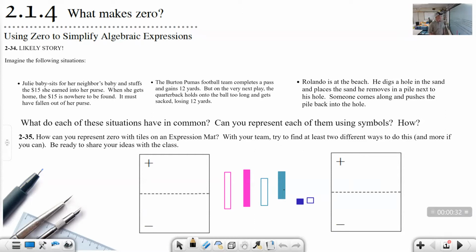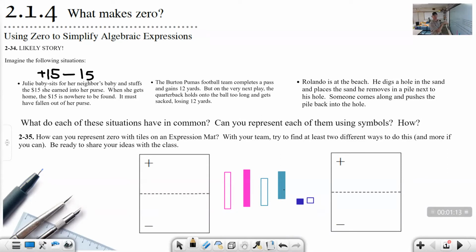But before we get started, we are going to talk about these likely situations, okay? So we need to pay attention to what each of these situations have in common. Can we represent each of them using symbols? So let's go ahead and look at each of these situations. Situation number 1. Julie babysits for her neighbor's baby and stuffs the $15 she earned into her purse. When she gets home, the $15 is nowhere to be found. She must have lost it.